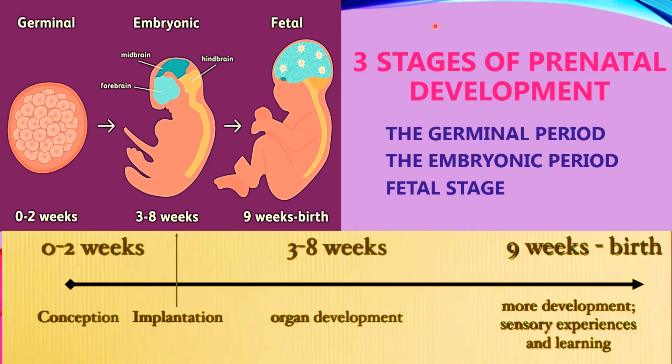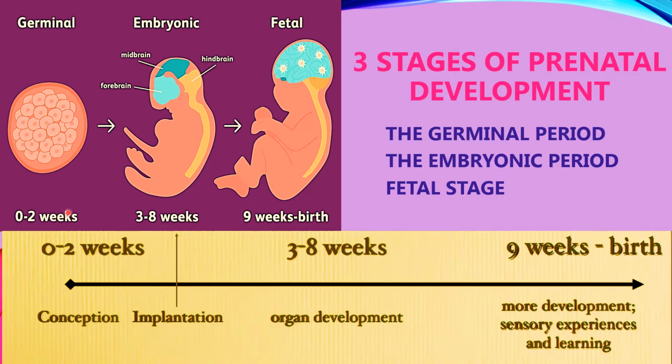In the germinal period, conception occurs when a sperm fertilizes an egg and it forms a zygote. It begins as a one-cell structure. So the germinal period starts when a sperm fertilizes an egg and it forms a zygote. The mother's and the father's DNA is passed on to the child at the moment of conception. The genetic makeup and the sex of the baby are set at this point.